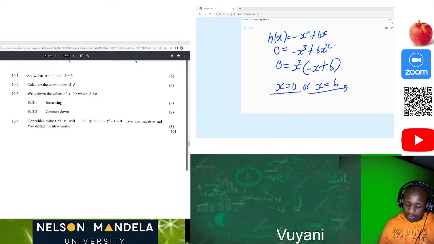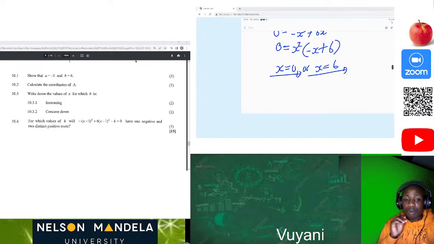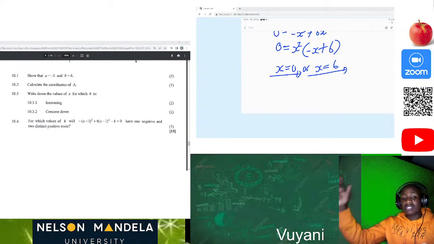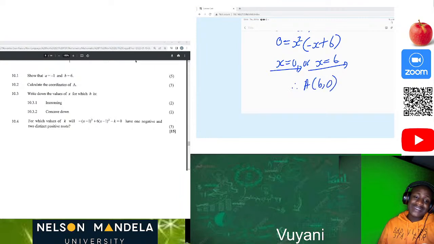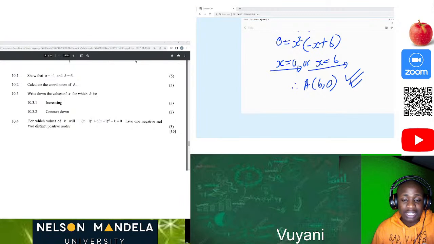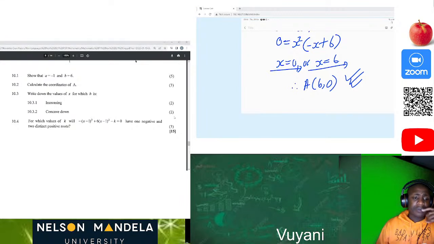So these are the two values of x. But looking at where point A is, you can see that this is on the positive side of the x-axis. So then therefore our A will be (6; 0). Then now we have another point. Then you get your 3 marks because you were able to realize and conclude that that's where we find our A. Now, write down the values of x for which h is increasing.